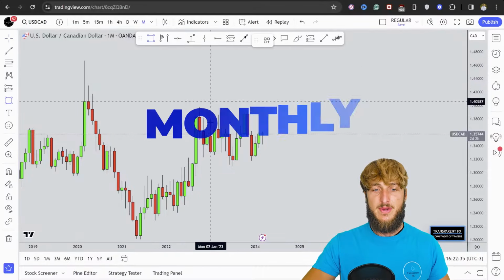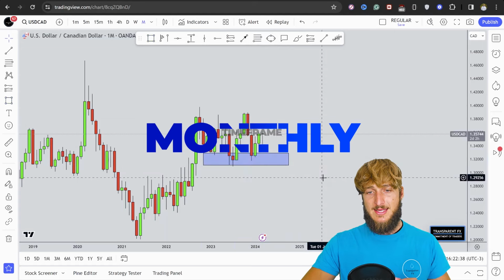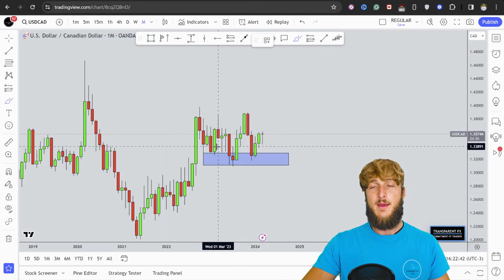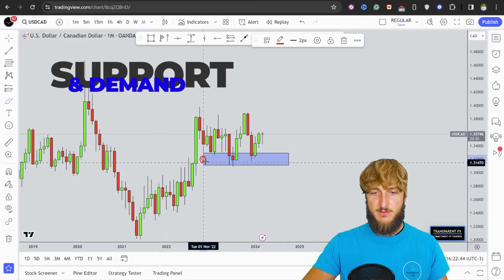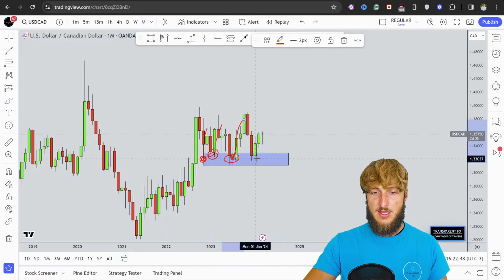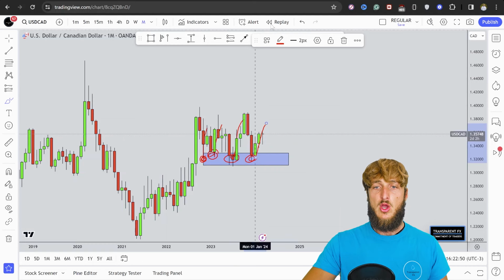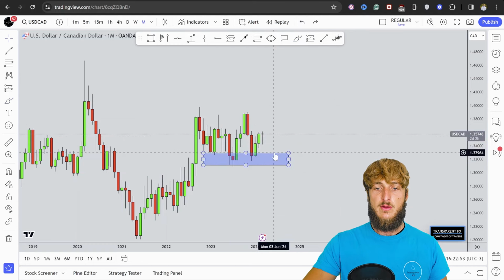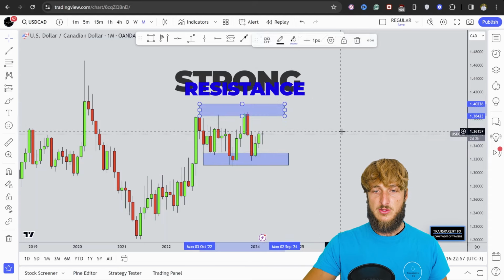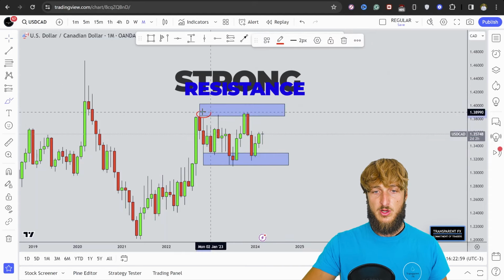Starting here from the monthly time frame, what we can see is that we have a market which at the moment is testing and rejecting quite strong monthly support and demand. In fact, from here, all these previous rejections to the upside have been created. However, at the same time, we can also notice how here from the top, the market has found quite strong resistance as well. In fact, we can see that starting from here, we can see multiple rejections also here from the top.